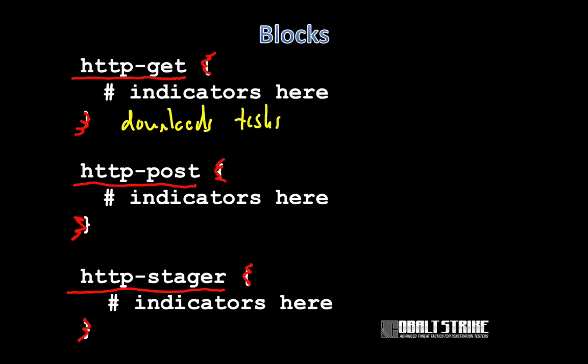The HTTP POST block controls how Beacon uploads output back to the Cobalt Strike team server. And the HTTP Stager block shapes the content of the staging process.